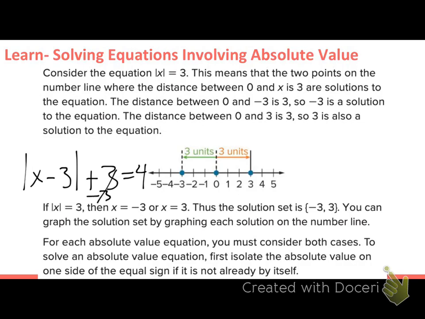So I would subtract 3 from both sides there. And that would get it by itself. Does everyone see what I mean when I say that? Yes, sir. So I don't want anything added to it, subtracted from it, multiplied by it on the outside, or divided by it. I want it completely by itself. So first, isolate the absolute value on one side of the equal sign if it is not already by itself. I know that's a lot of information that we just covered, but are there any questions about any of that information before we look at some examples?